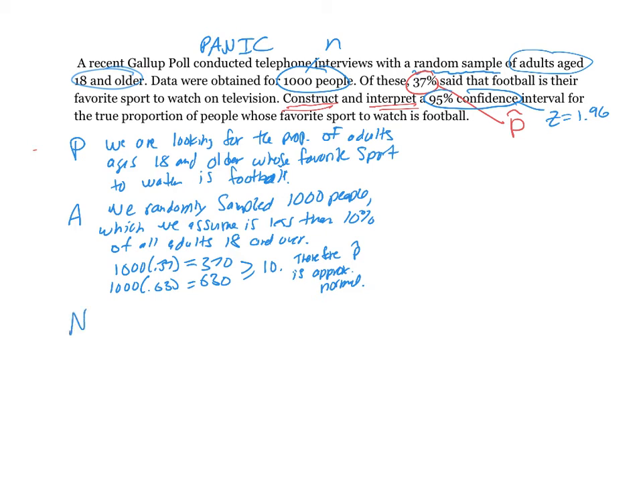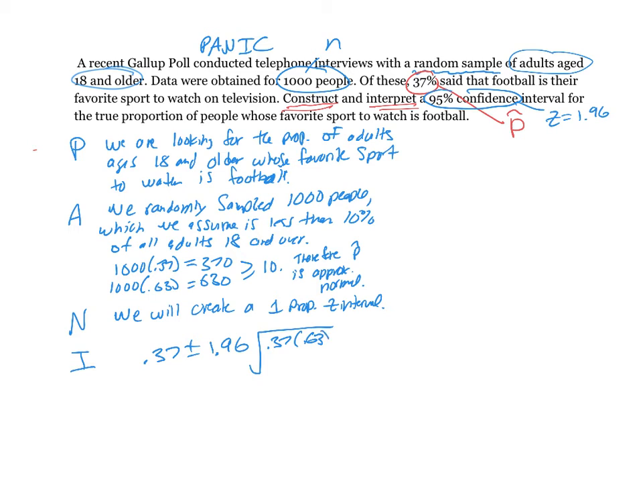Now, N is name the interval. So we'd say, we will create a 1 proportion z interval. Now, I is make the interval itself. So we could fill in all this information if you want. So remember our p hat is 37%, plus or minus the z-score, the critical value, which is 1.96. And then my standard error of the sampling distribution, which would be 37 times 63% over 1,000, and I'm going to take the square root of that.